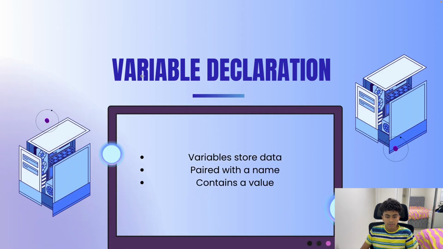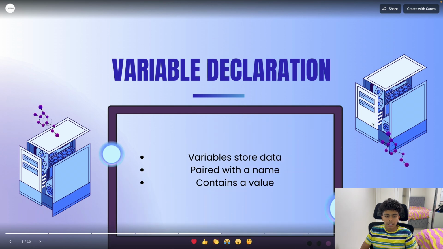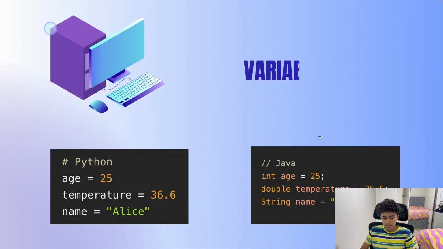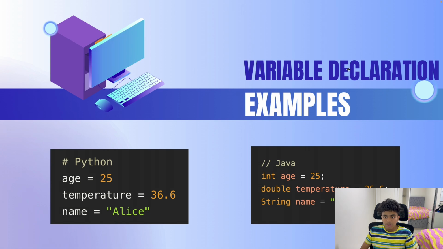So we've just talked about variable declaration. Let's just go through it in brief again. So a variable stores data, it's paired with a name, and then it contains a value. So as we've already talked about, in Python you have your variable name, space, equals, preferably a space, and then your value.